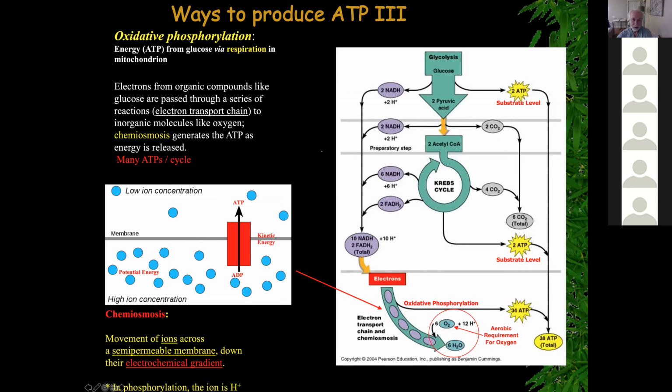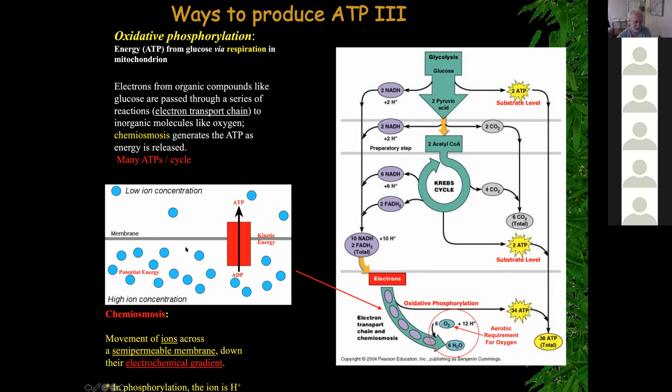All right, let's take a closer look then at oxidative phosphorylation. ATP from glucose via respiration in the mitochondrion. Electrons from organic compounds like glucose are passed through a series of reactions called the electron transport chain to an inorganic molecule like oxygen. And oxygen is very important here. Chemiosmosis then generates ATP as energy is released. And from oxidative phosphorylation, you get many ATPs.